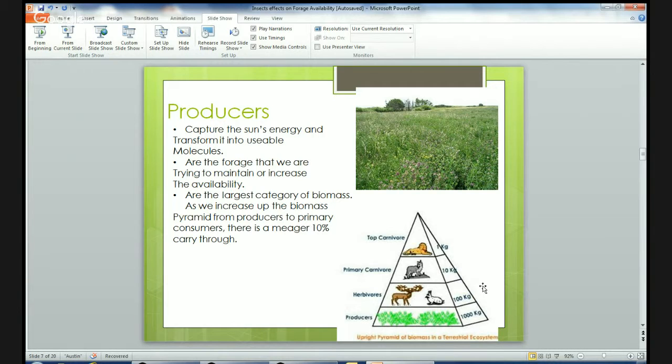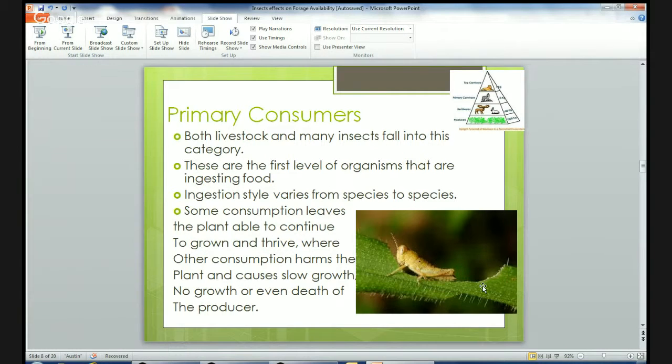So if I've got 100 kilograms of biomass as plant material, that's going to show up as 10 kilograms of biomass of things that ate it. So if I had 1,000 kilograms of grass, I could have 100 kilograms of cow. But it's not just cow. It's not just sheep. It's not just goats. It's also the deer and the rabbits and all the other natural organisms that would be there that are furry, but also all of the insects. And insects will certainly eat plants because they're primary consumers, just like your livestock are. Both livestock and many insects fall into this category.